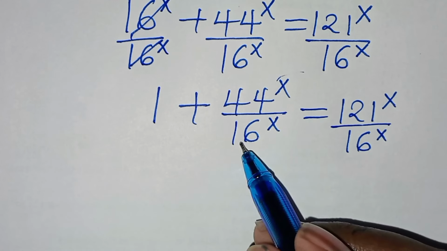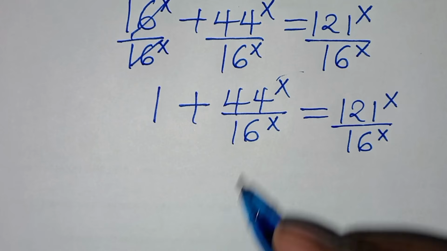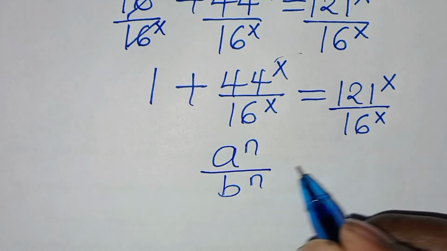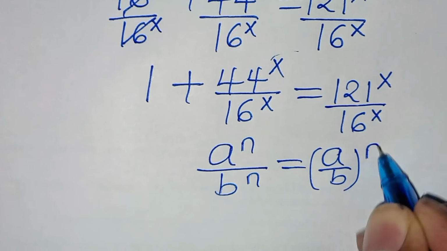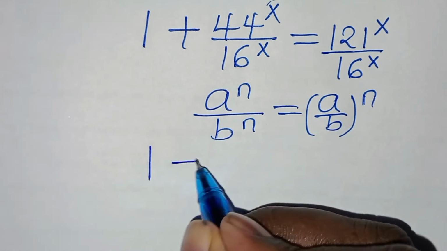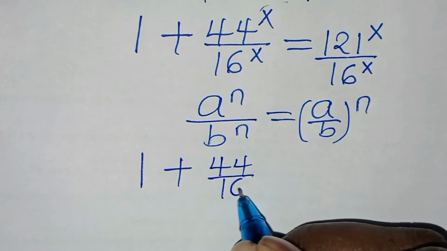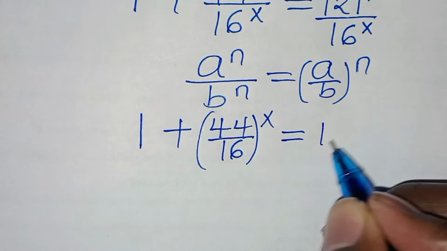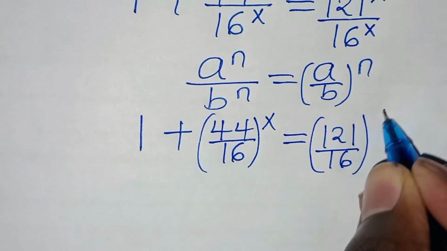44 raised to the power x over 16 to the power x, and 121 raised to the power x over 16 to the power x. This is in the form of a to the power of n over b to the power of n, which we can express as a over b raised to the power of n. Let's apply this exponent property, so that now here we have 1 plus 44 over 16 raised to the power of x. This is equal to 121 over 16 raised to the power of x.